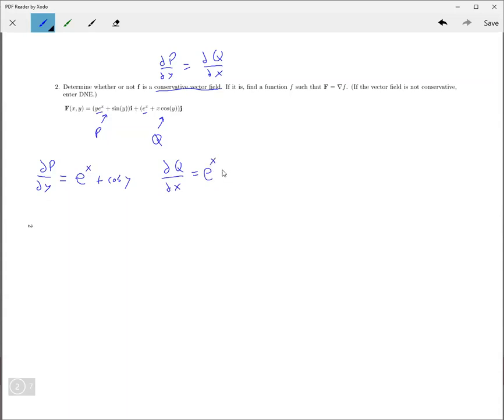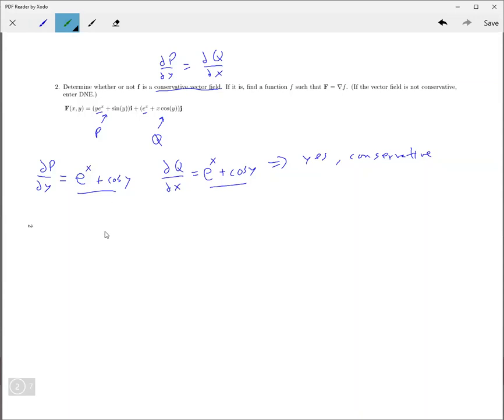Oh, okay, and then partial of q with respect to x. That's e to the x and cosine y. Okay, and so these are equal, right? That's equal to that, so it's conservative. So yes. Which means we have to do more work. Yay.